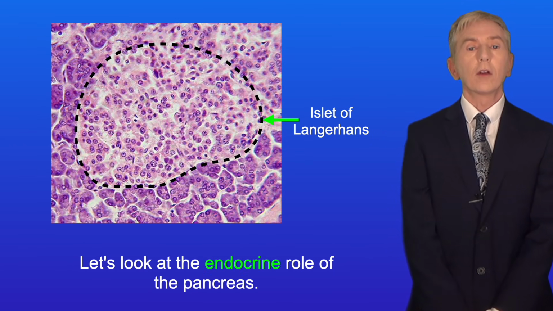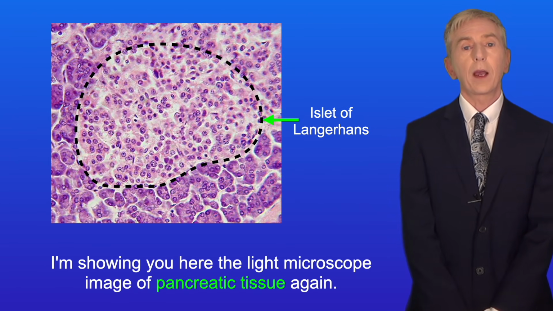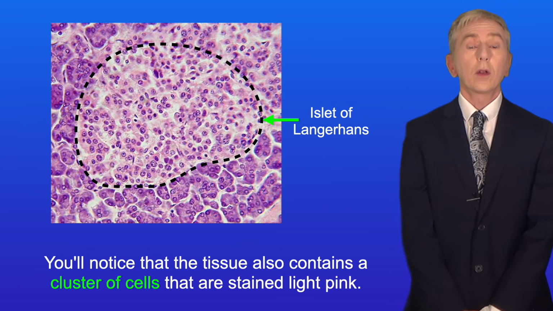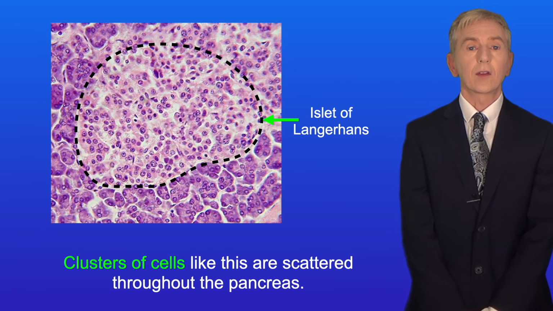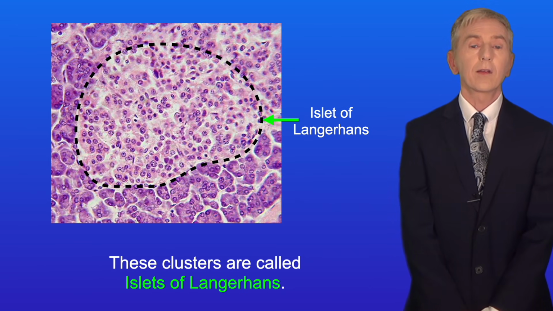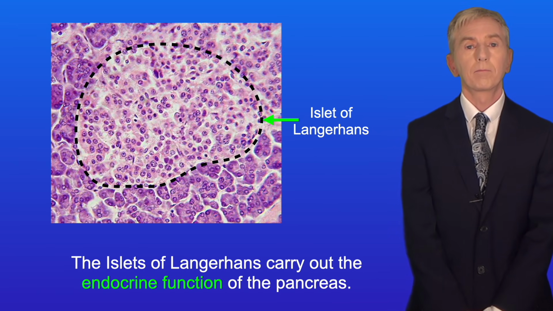Let's look at the endocrine role of the pancreas. I'm showing you here the light microscope image of pancreatic tissue again. You'll notice that the tissue also contains a cluster of cells that are stained light pink. Now, clusters of cells like this are scattered throughout the pancreas, and these clusters are called islets of Langerhans. The islets of Langerhans carry out the endocrine function of the pancreas.